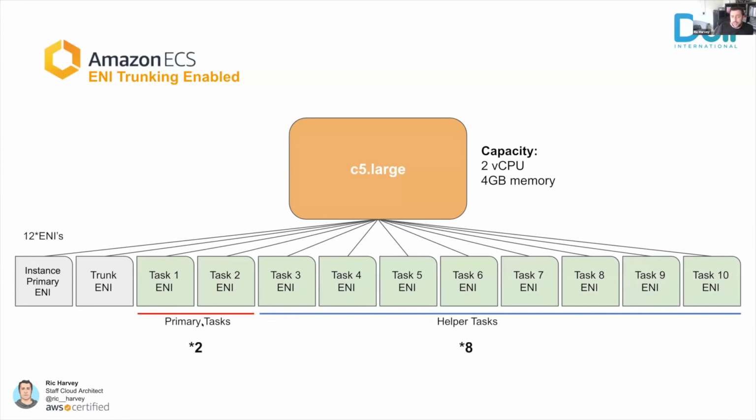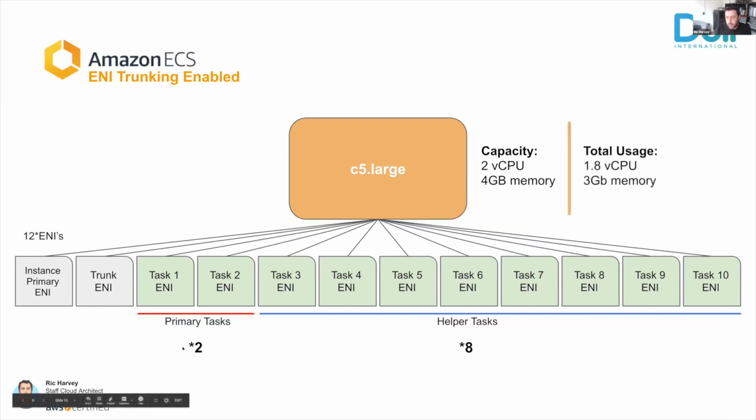So now I can attach 12 elastic network interfaces to a C5 large. And this is going to give me much more usage and better bin packing on that instance. So in this case, I've got 2 primary tasks and 8 helper tasks. So I'm using 1.8 CPU and 3 gig of RAM here. So I'm getting much better utilization.